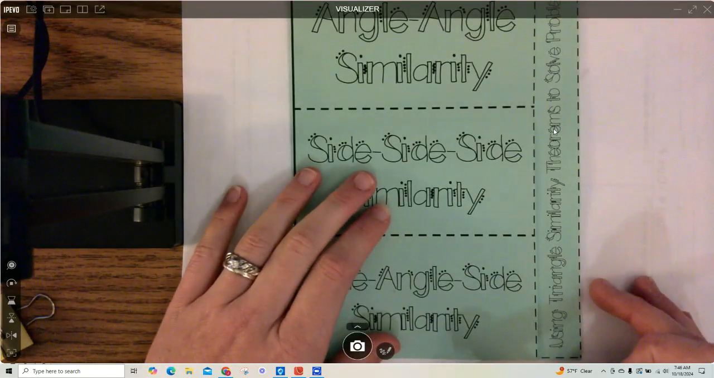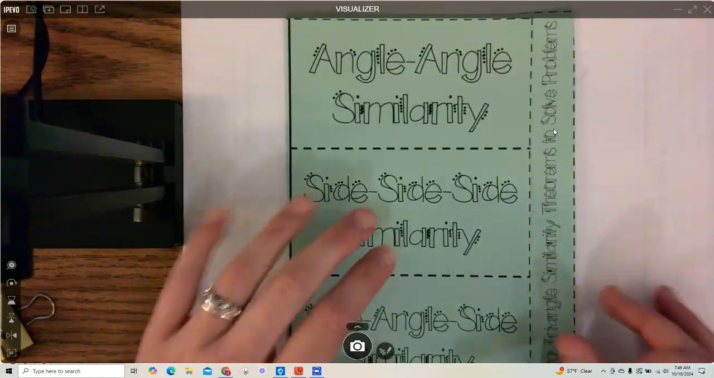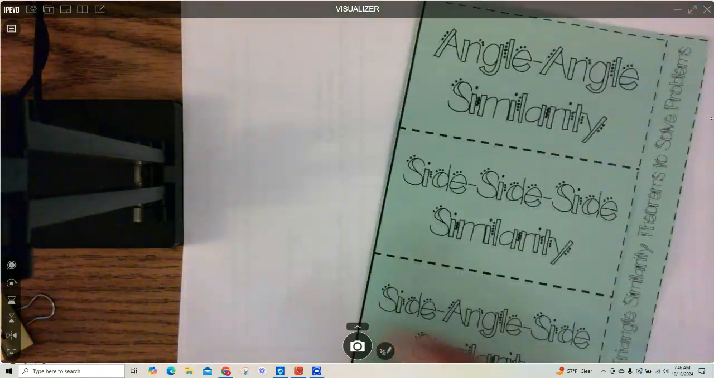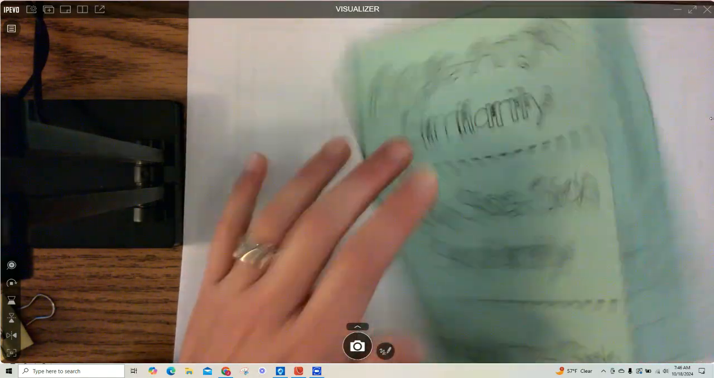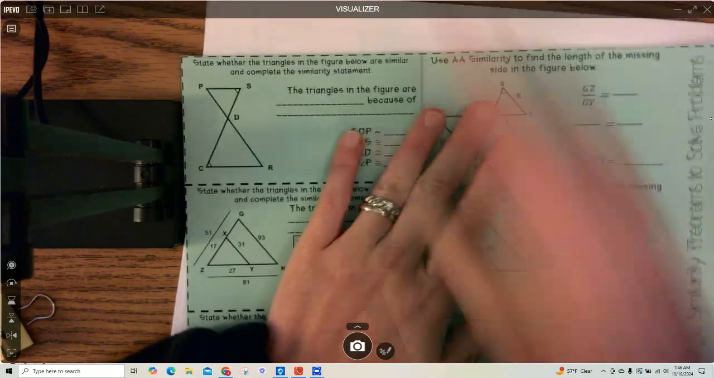This video is for using triangle similarity theorems to solve problems. These notes are for lesson 4.12. So we're going to do angle-angle similarity.